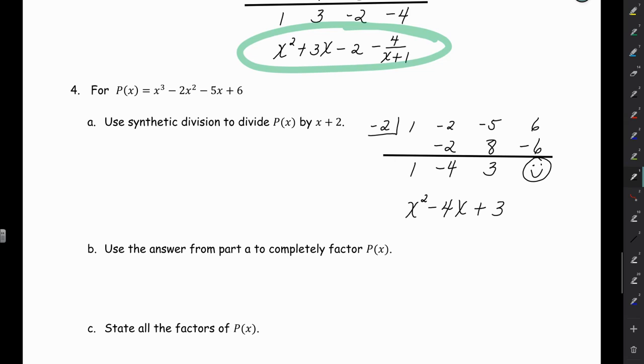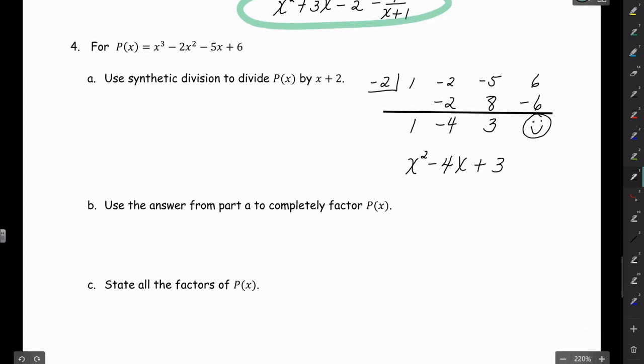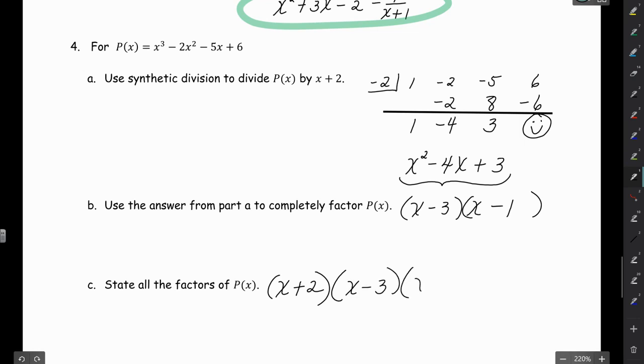It says use the answer from part A to completely factor the polynomial. So we already know that we have one factor that is working for us. That's the x plus 2. That's one of the factors. And we've reduced our cubic polynomial to this guy, so we just have to factor that now to know the other factors. So if we factor that, we're going to get x minus 3 and x minus 1. So all the factors of this polynomial, part C, are x plus 2, x minus 3, and x minus 1.